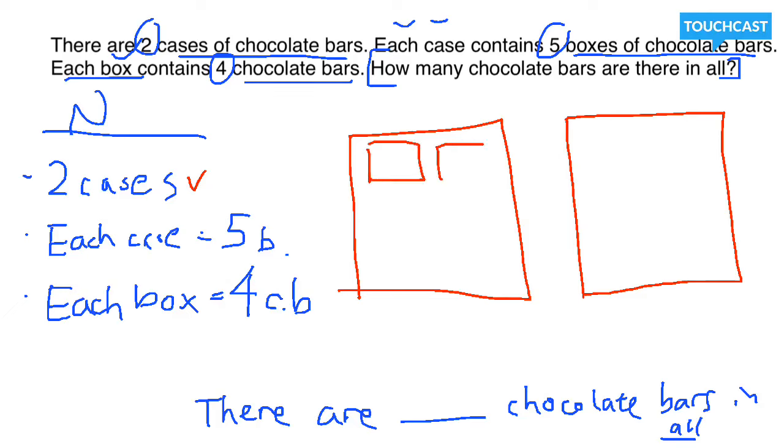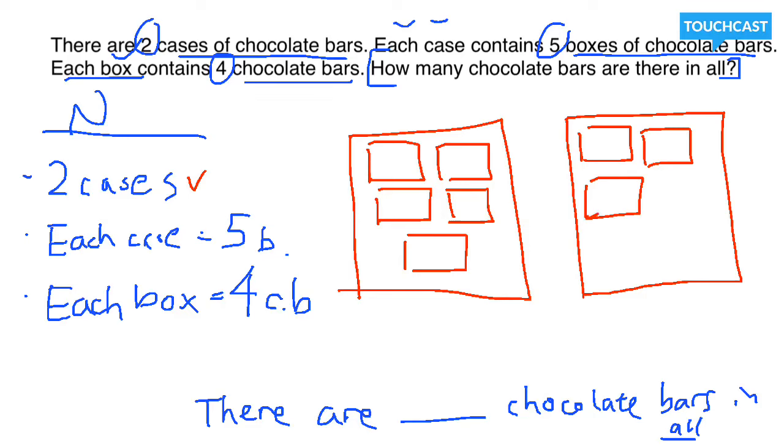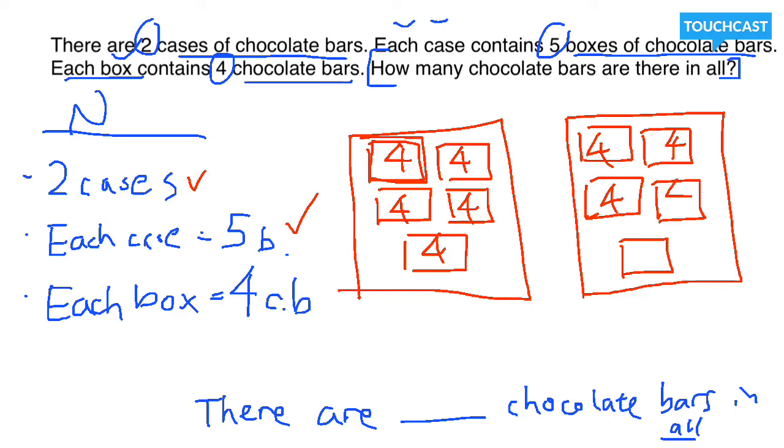1, 2, 3, 4, 5. And in this one is also 1, 2, 3, 4, 5. Because each means I do it for both cases. Okay, now each box, these are my boxes, have 4 chocolate bars. So this one has 4, this one has 4, this one has 4, 4, 4, 4, 4, 4, 4, 4.